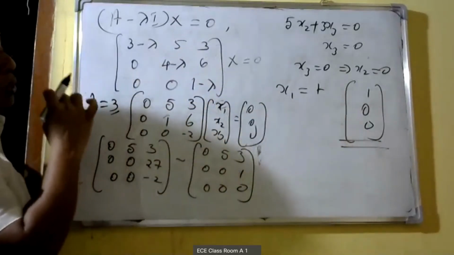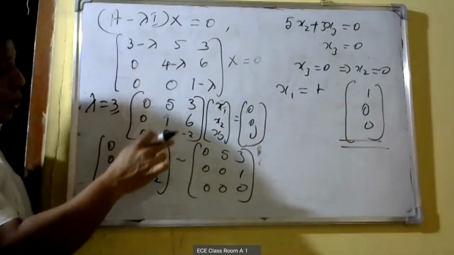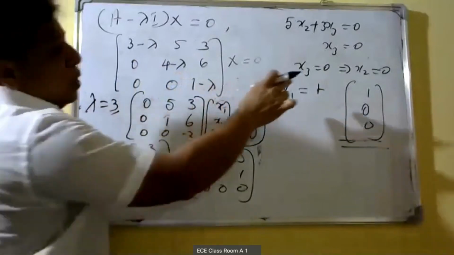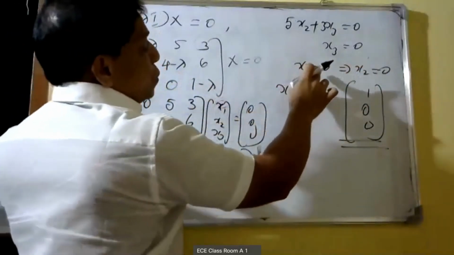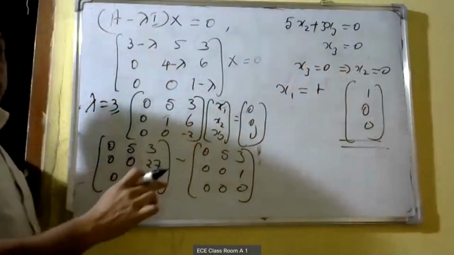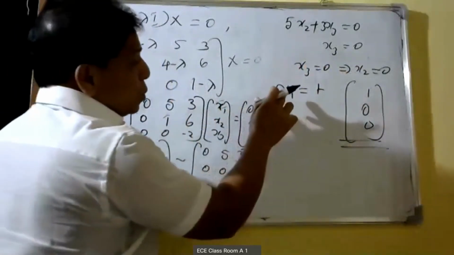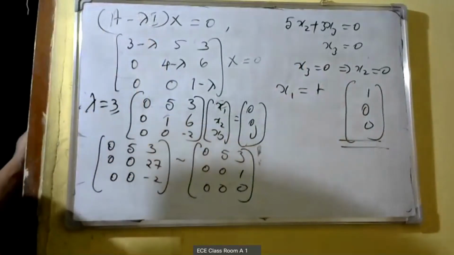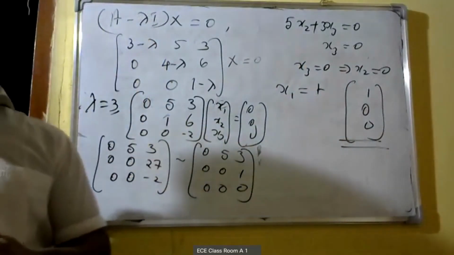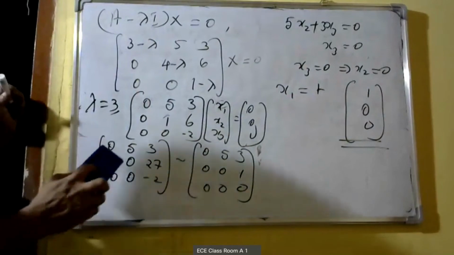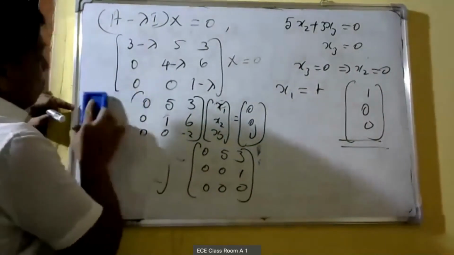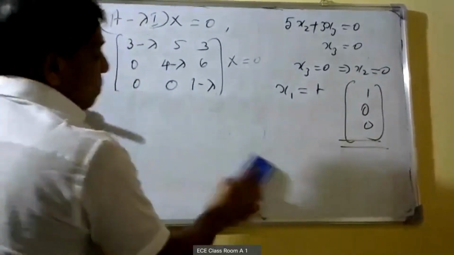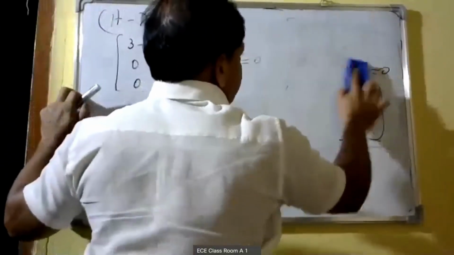Then we get two equations, 5x2 plus 3x3 equal to 0 and x3 is equal to 0. Since x3 is equal to 0, x2 is equal to 0. Therefore, two variables are 0 and one variable is chosen as arbitrary. We can choose x1 is equal to t. Therefore, the eigenvector is 1, 0, 0. Then we can find one more vector, that is for lambda equal to 4.